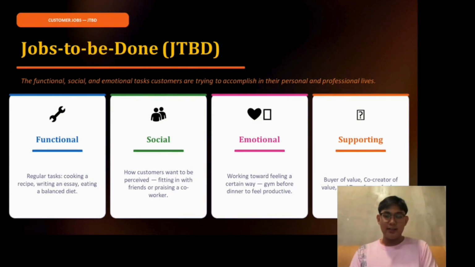And next is the emotional jobs, which refers to how customers want to feel emotionally, and focuses on feelings, comfort, confidence, security, and happiness. And lastly, which is the supporting jobs. So these are the additional activities connected to the main job before, during, or after using a product or service. And this focuses on maintenance, setup, monitoring, or follow-up tasks.